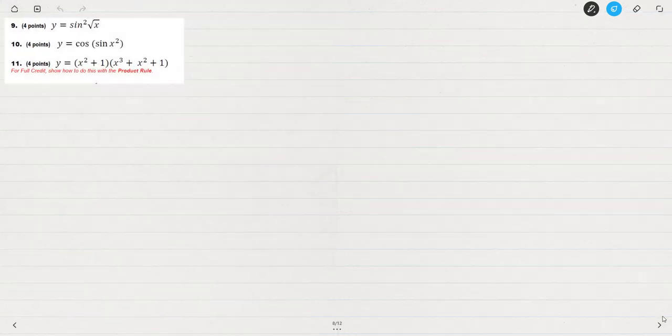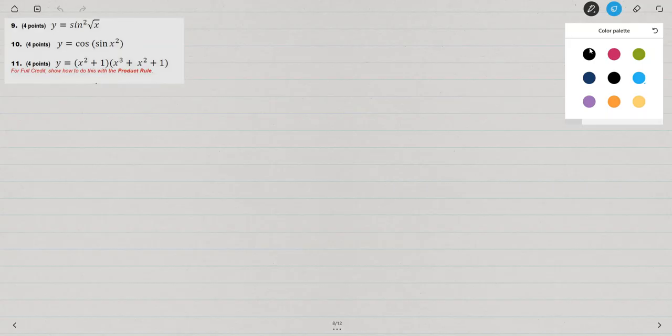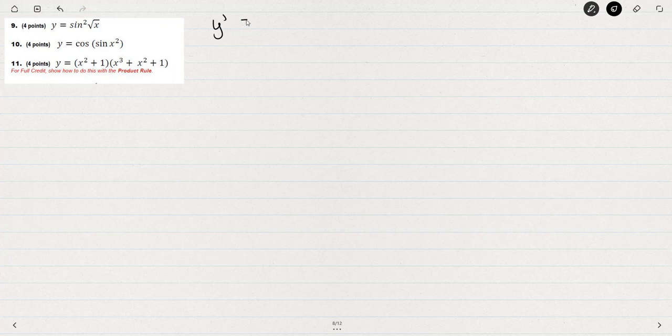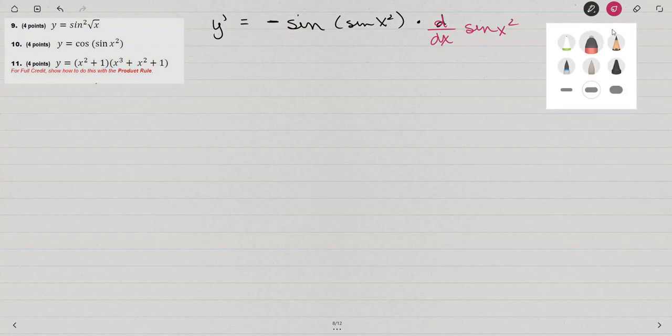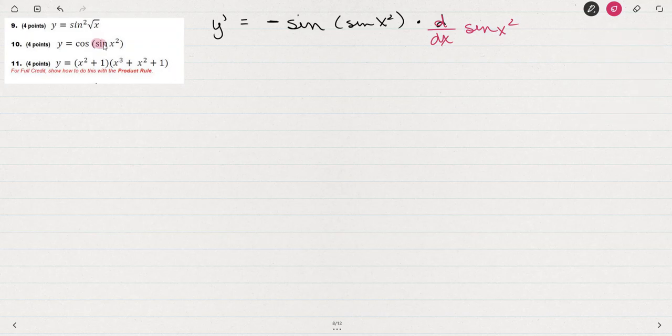Number 10 applies chaining a couple times again. So we would start with the derivative of cosine, which is the opposite of sine. And then to chain that, we would need to say that's times the derivative of the sine of x squared. Let me make sure everyone's following what we're doing. I'm going to highlight the inside. The inside here is the sine of x squared. That's why I'm applying the chain rule by doing the derivative of the sine of x squared.